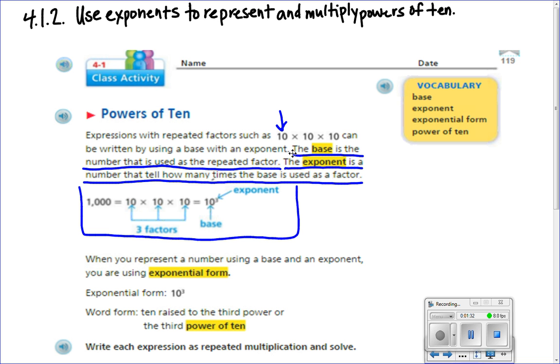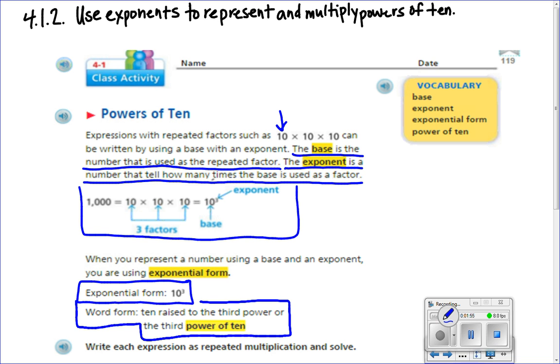When you represent a number using a base and an exponent, you are using exponential form. So if you were to write exponential form, this is what it would look like. Word form, you know what word form means. 10 raised to the third power, or the third power of 10, is how you would read this.